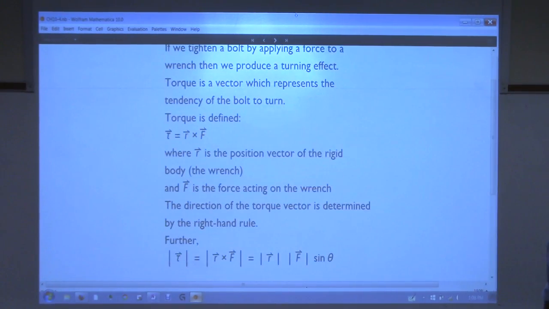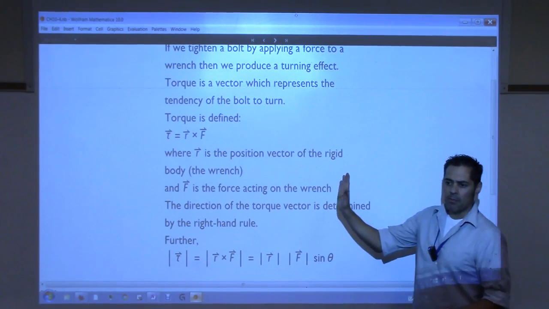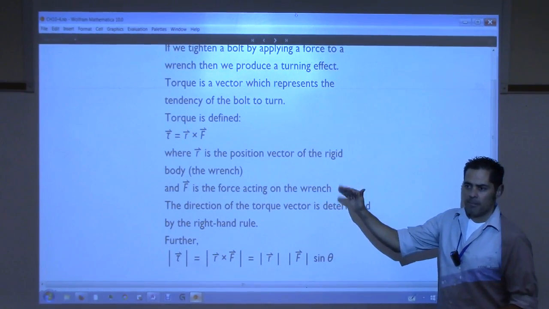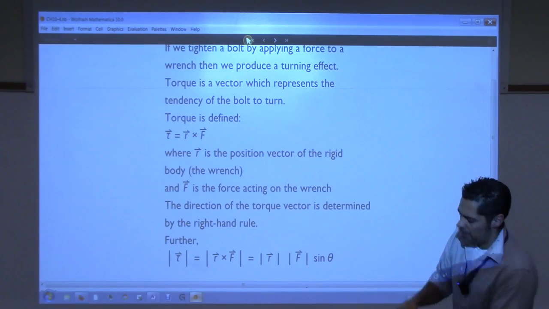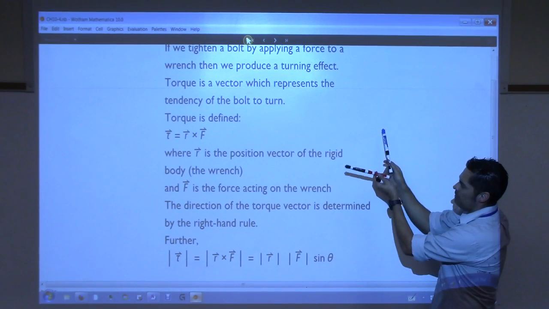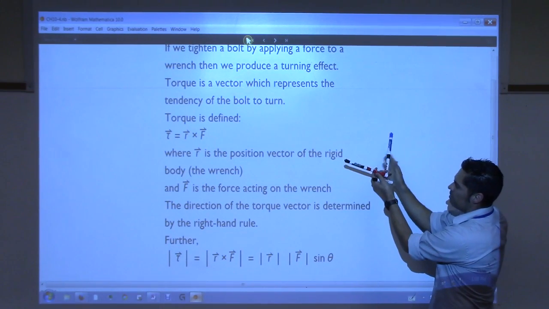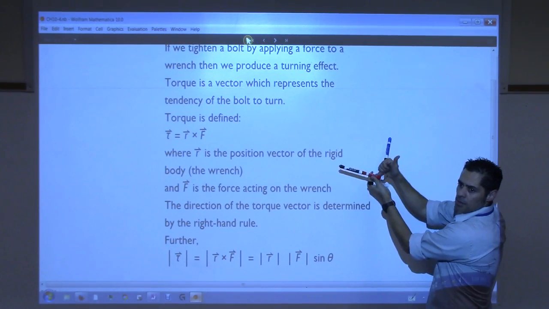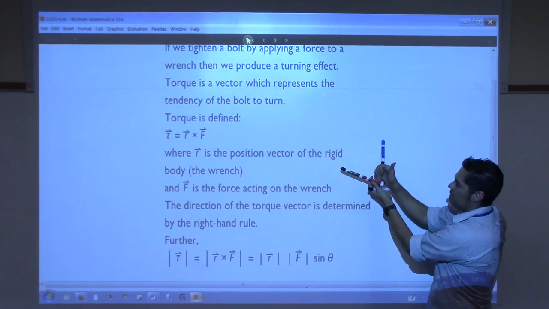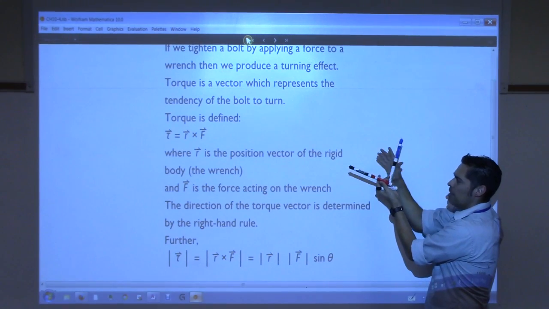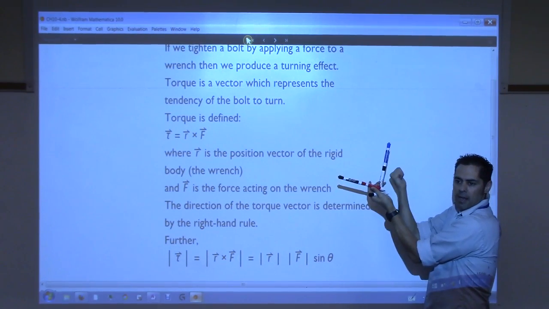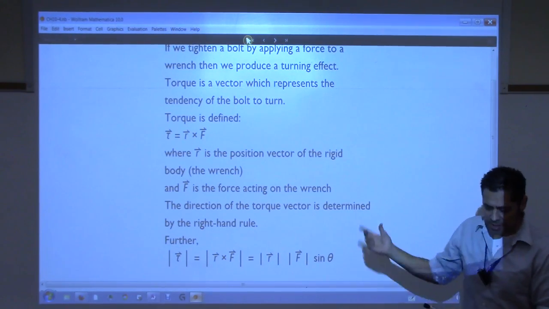The direction of the torque vector is determined by the right-hand rule. So remember right-hand rule, right? When you cross two vectors, if I cross u vector with v vector, so if I cross this one with this one, the cross product comes out, right? Out of these. If I do it the other way and cross this one with this one, then I have to turn my hand over and it would go in that way, right? So it works the same way with torque.